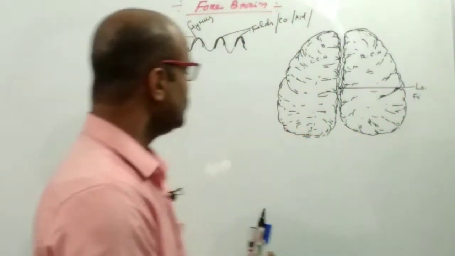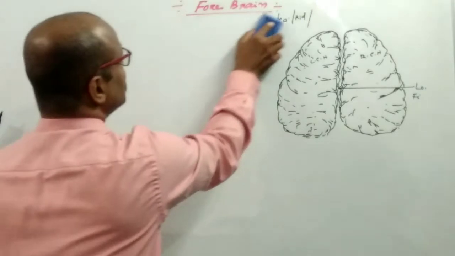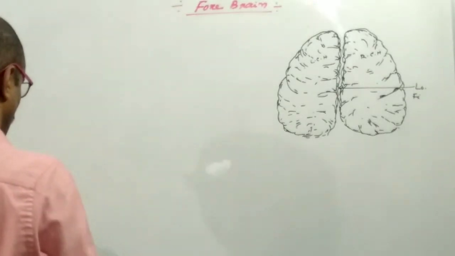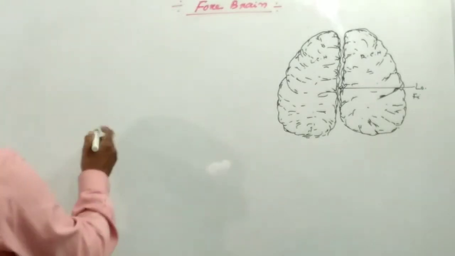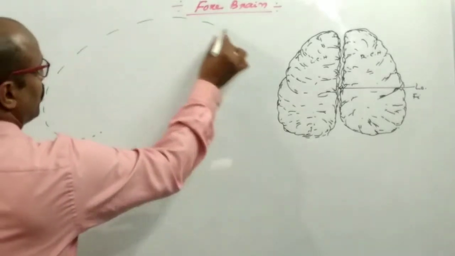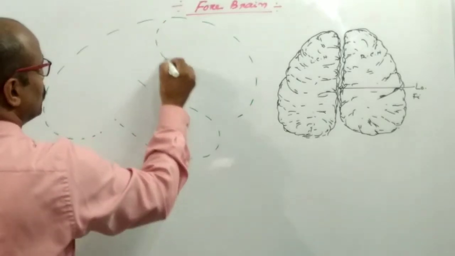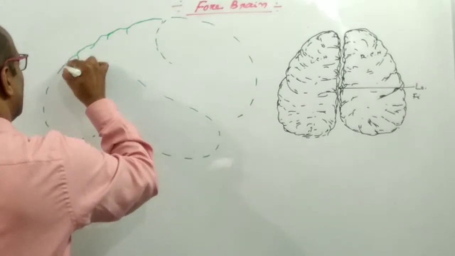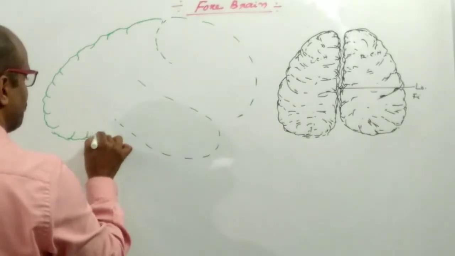area. And because of the presence of a number of fissures, each cerebral hemisphere is divided into 4 lobes because of the presence of different fissures.